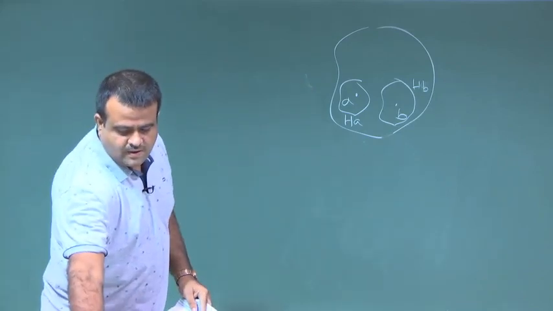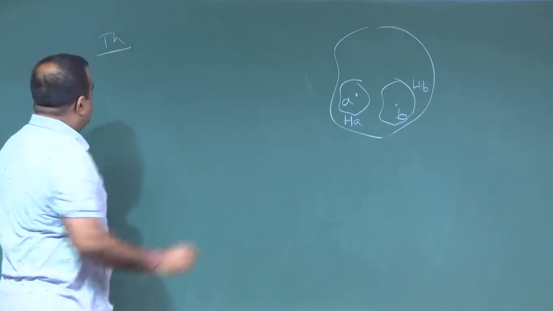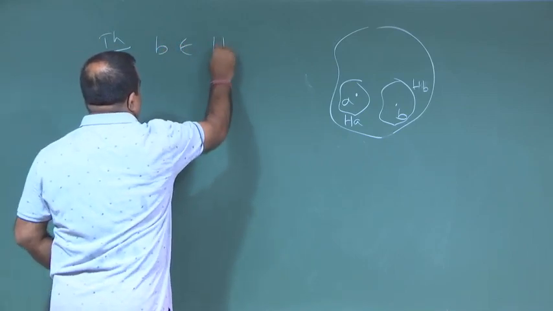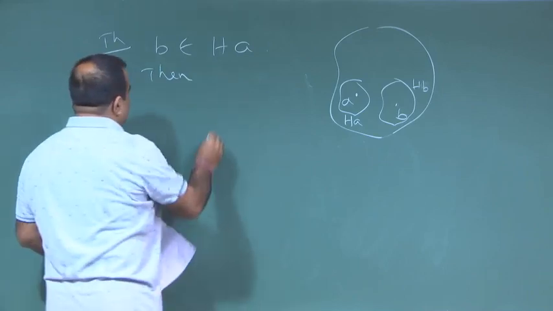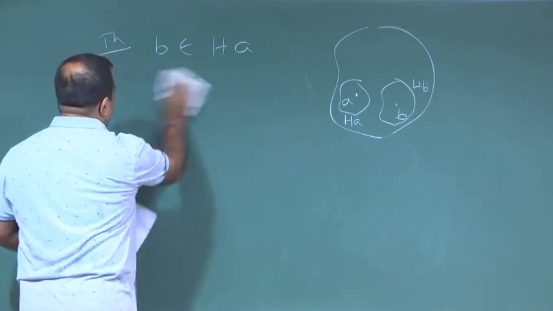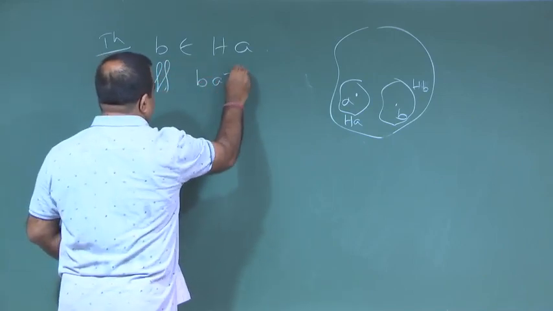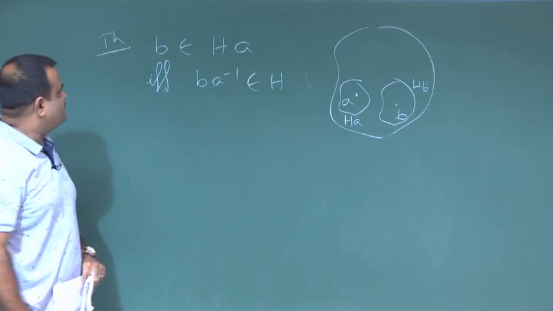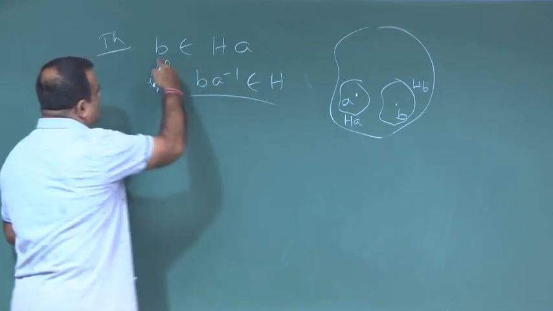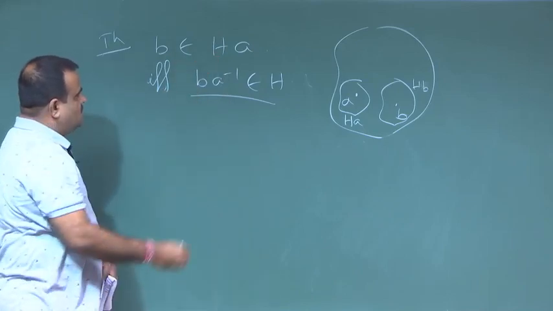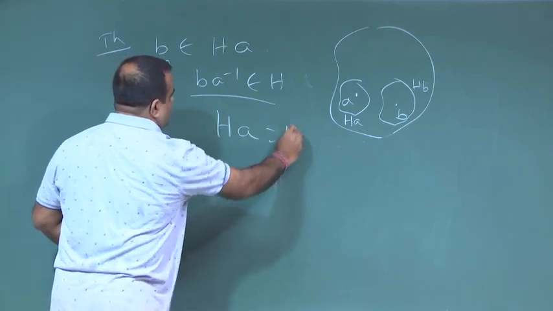Another theorem is, now, if B belongs to H of A, then B belongs to H of A if and only if B inverse belongs to H. This is also a necessary and sufficient condition. So, if this B belongs to this, then this part is okay, and so in that case H of A will be H of B.